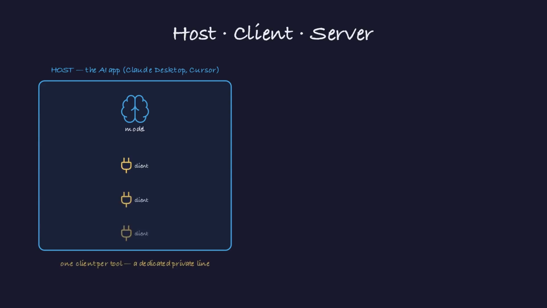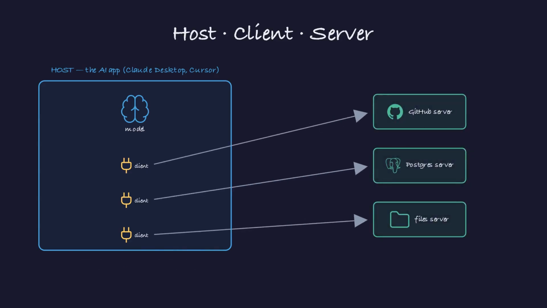Second, the client. The host creates one client for each tool it connects to. The client is a dedicated phone line, one client, one server, a private connection. Third, the server, the piece you build. An MCP server is a lightweight wrapper around one tool or data source. A GitHub server, a Postgres server, a file system server. It exposes that tool in the standard MCP language.